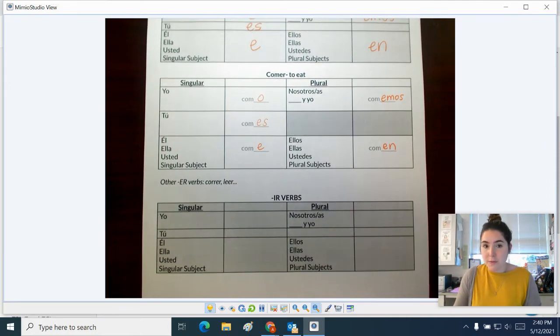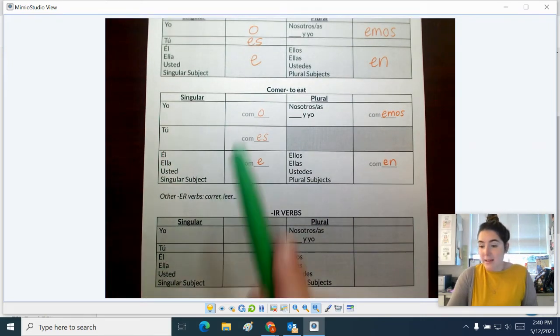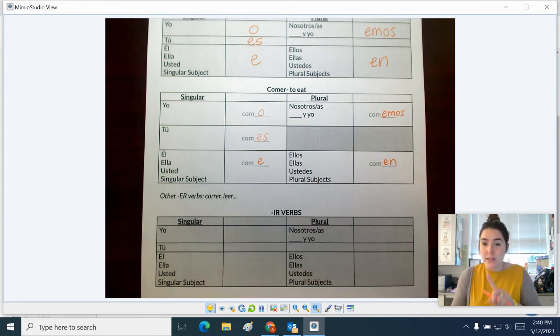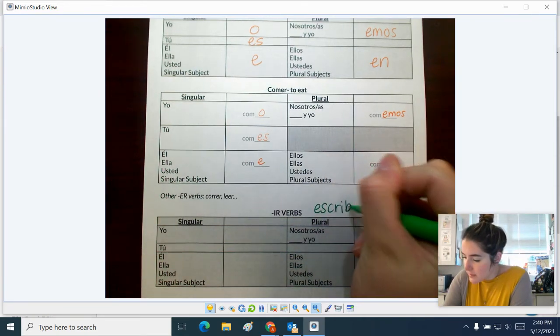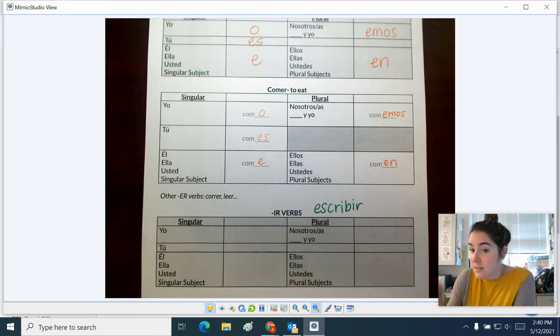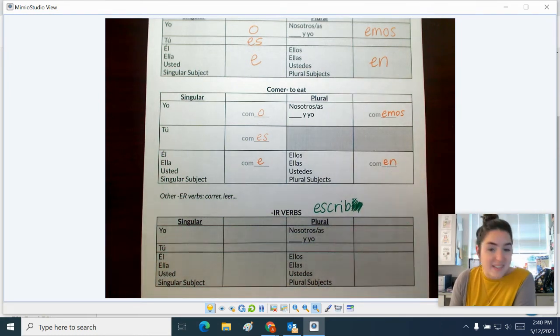Now, IR verbs are pretty simple because they are almost exactly the same as ER verbs. There's just one difference, literally one difference. So if you have an IR verb such as escribir, and you want to say somebody writes, I write, you write, we write. Same deal, you're going to take off your IR, so escrib will be your stem. Now you're going to add your endings.